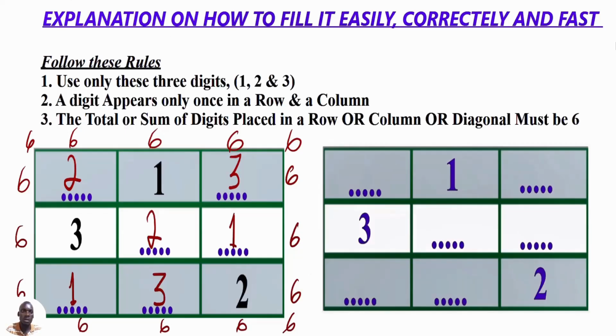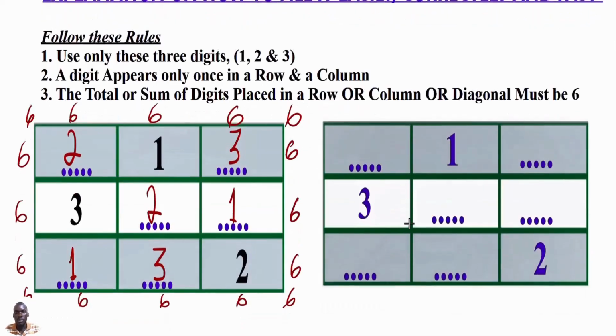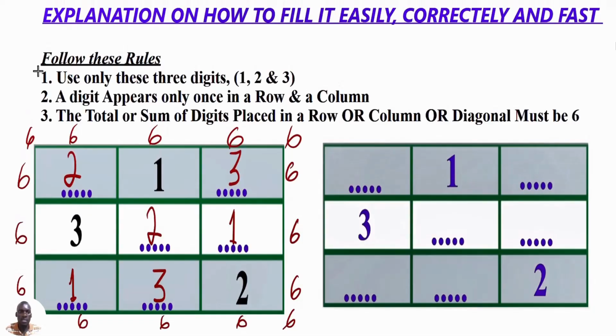Let me use black ink. So you see, when we look at this table, it is a 3 by 3 table. Remember, we had the instructions, as you can see. Don't forget to read them. They say that use only 3 digits, the 1, 2 and 3. And then a digit appears only once, in a row or a column. Then I said the total sum of the digits placed in a row or a column or diagonal must be 6, as this is what I've been telling you, that when you sum them, we must get 6.